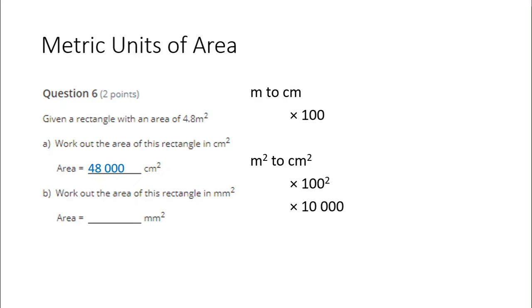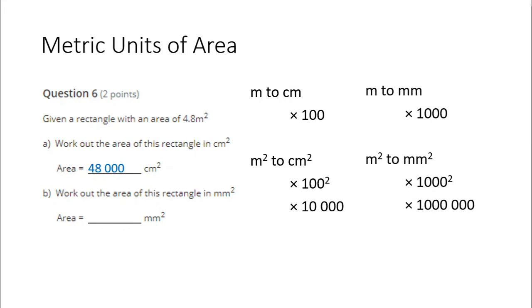Now keep that process in mind when we convert 4.8 meters squared to millimeters squared. Have a think about that before I go through it. To convert from meters to millimeters, you have to remember that we multiply by 1,000. So to convert from meters squared to millimeters squared, we have to multiply by 1,000 squared. Again, be careful that's not 2,000. That's 1,000 multiplied by another 1,000. So we'll put on 3 zeros and put on 3 more zeros. That's 1,000,000. So we're going to multiply 4.8 by 1,000,000.